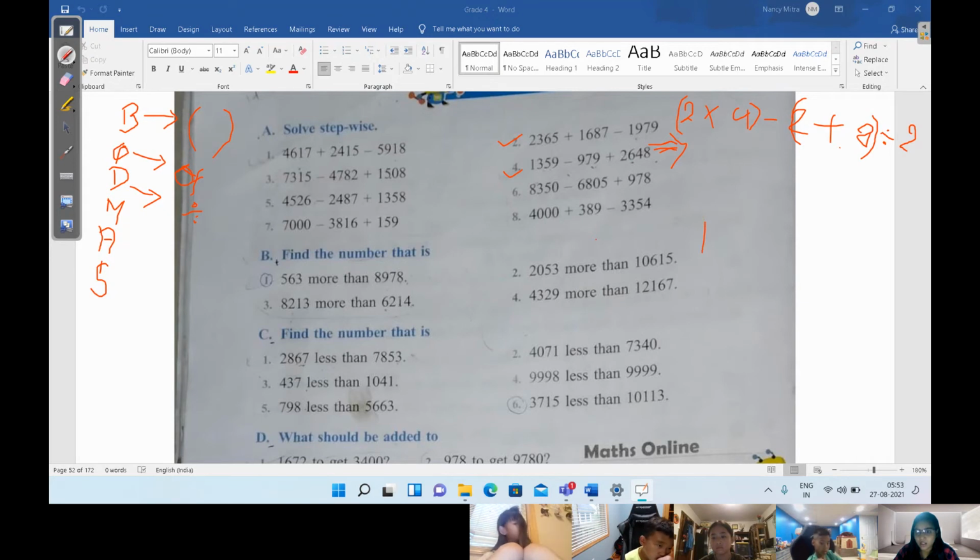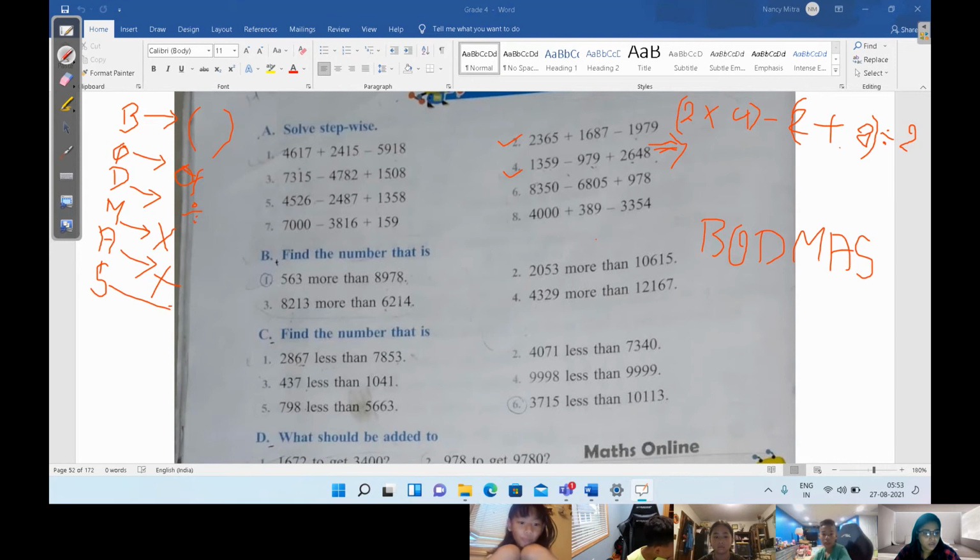BODMAS is a rule like this. Listen to me. How to remember this? BODMAS. After D, what comes? Multiplication. M is for multiplication, A is for addition, and S is for subtraction. Yes, S is for subtraction. Very good.